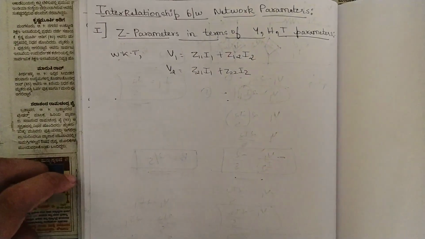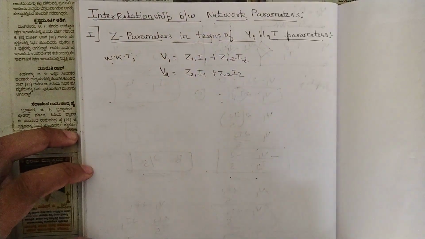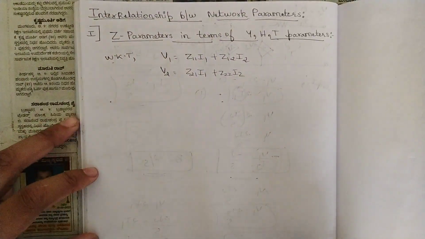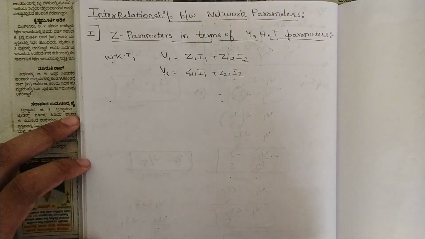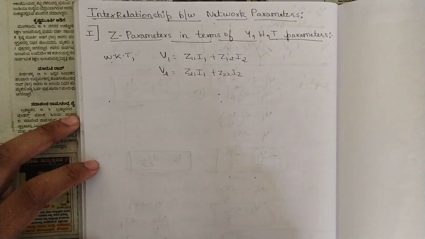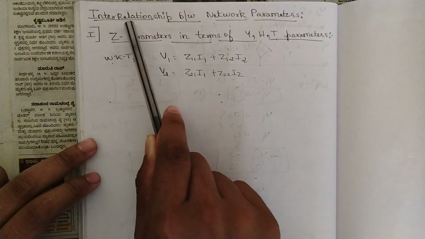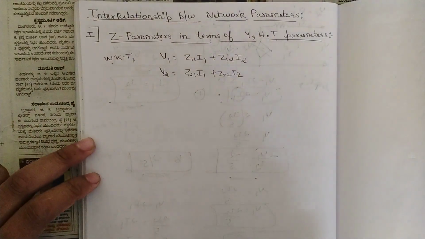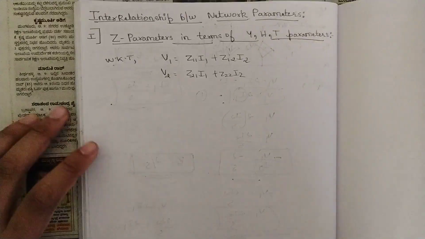In our previous videos we have finished the first part of the first chapter of module 5, covering all the parameters. Now there is one very important syllabus portion, and one question is fixed from it: the interrelationship between the network parameters. That is, all four parameters are represented in terms of the other parameters.